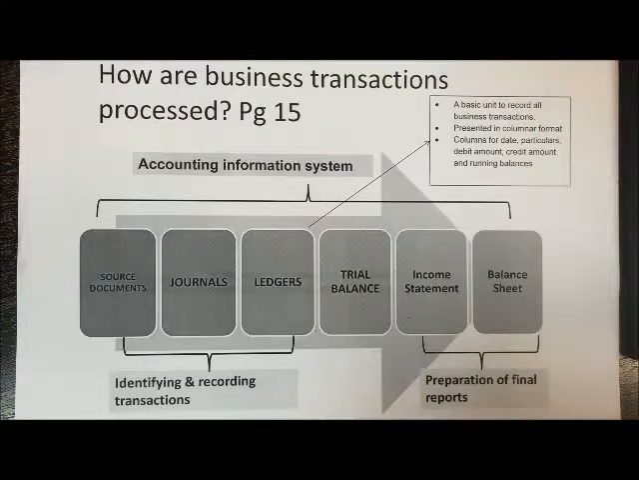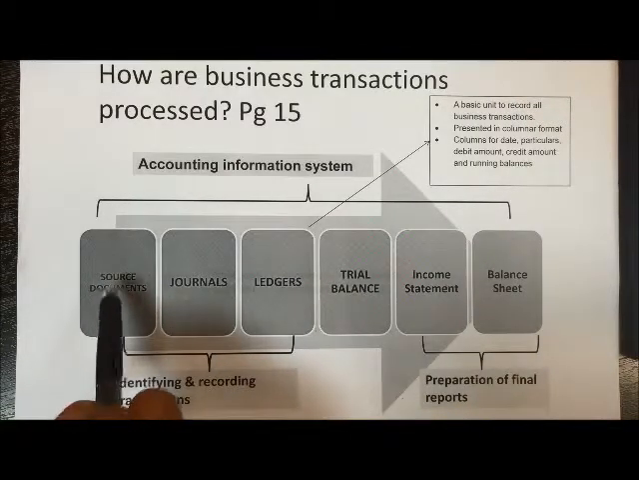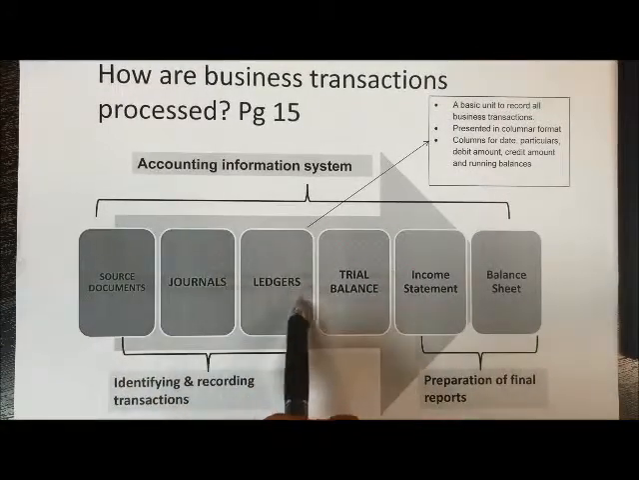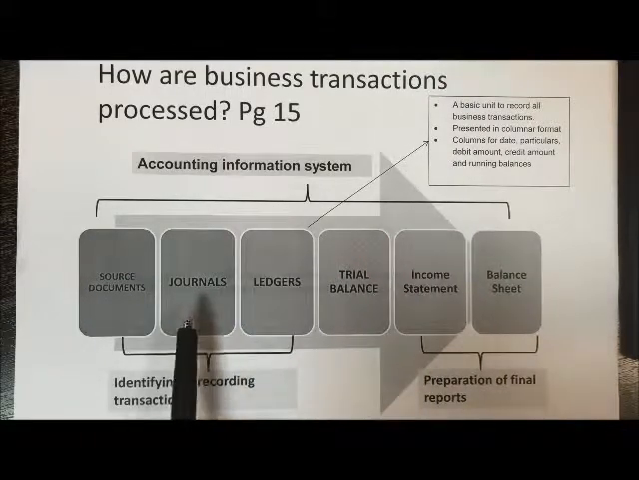The accounting information system comprises the following parts. The business will receive the source documents, which will then be recorded in the journals, and it will move on until the final reports are prepared. So let me just take you through here. All business transactions are first recorded in the journals.